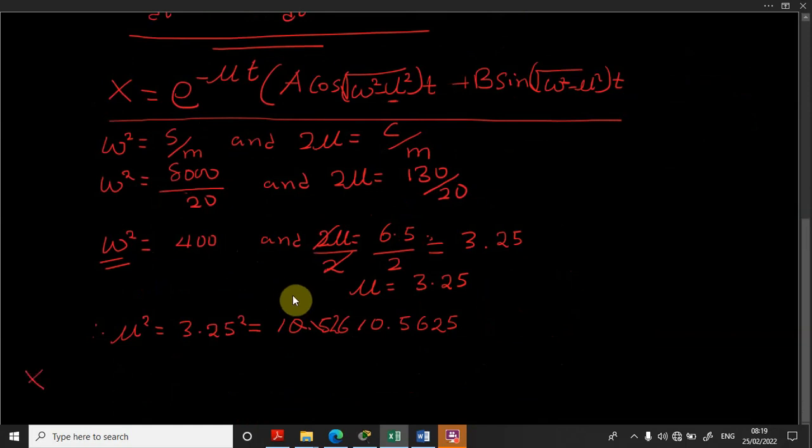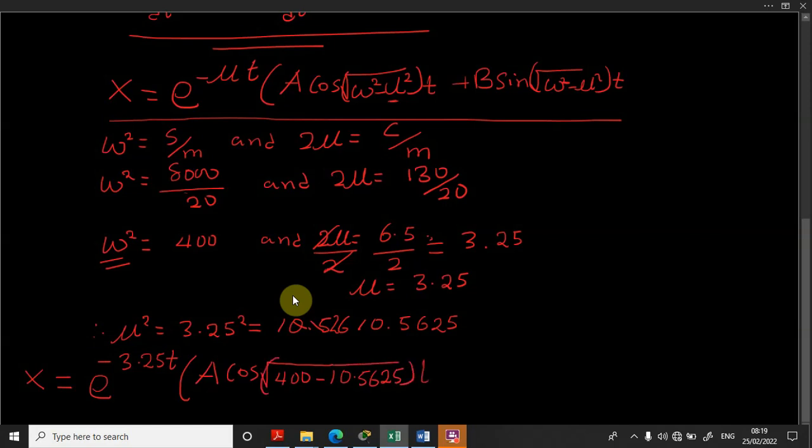Right, our x now becomes e raised to the power minus mu, which we know to be 3.25, so 3.25 t, with our a, which is one of the constants, then cos square root of our omega squared, which is 400, minus our mu squared, which is 10.5625, all multiplied by our time t, plus our b, the second constant, sine of square root of 400 minus 10.5625 multiplied by time t.